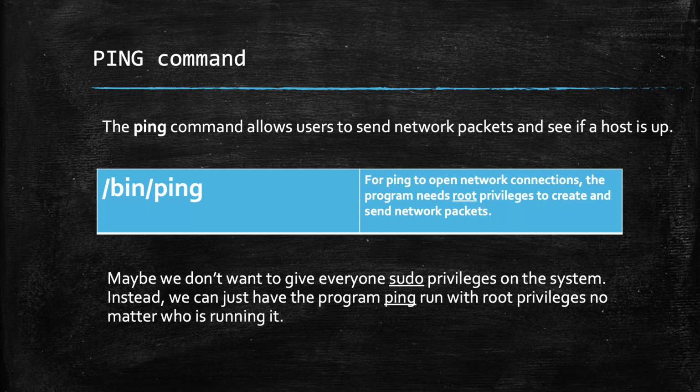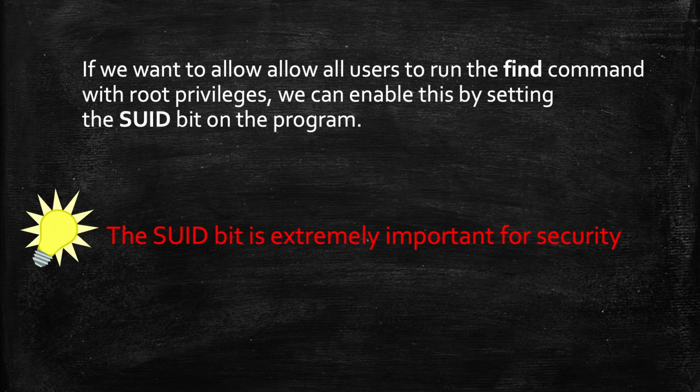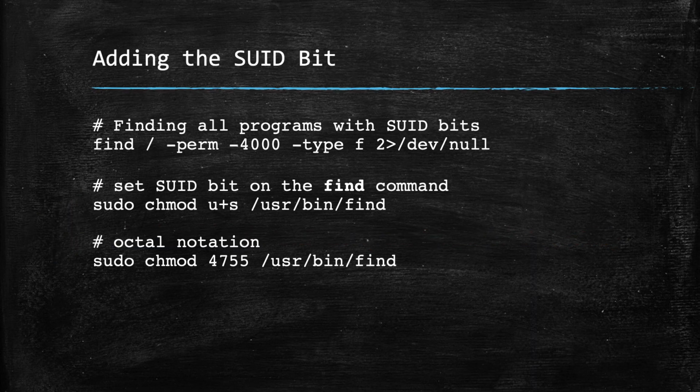Let me illustrate this a little bit more. So if we also want to allow all users to run the find command with the root privileges, we can enable the setting by adding the SUID bit on the program. So this means we don't need to use sudo or run it as root to run the find command, but it's going to run with root privileges or the ownership of the file owner. So the SUID bit, let's look for some programs with the SUID bit set on it.